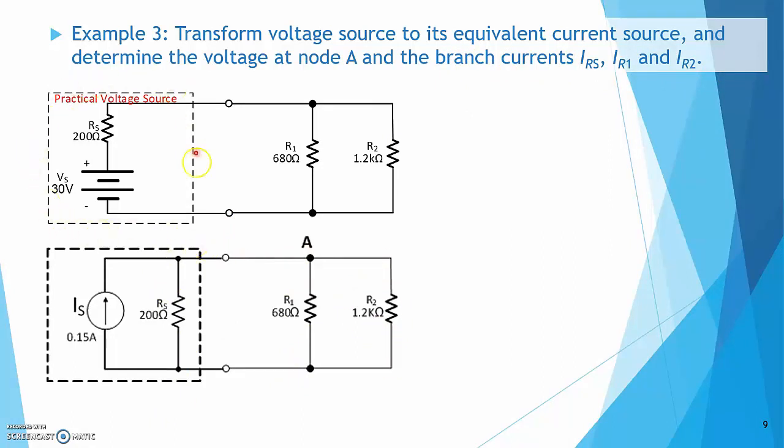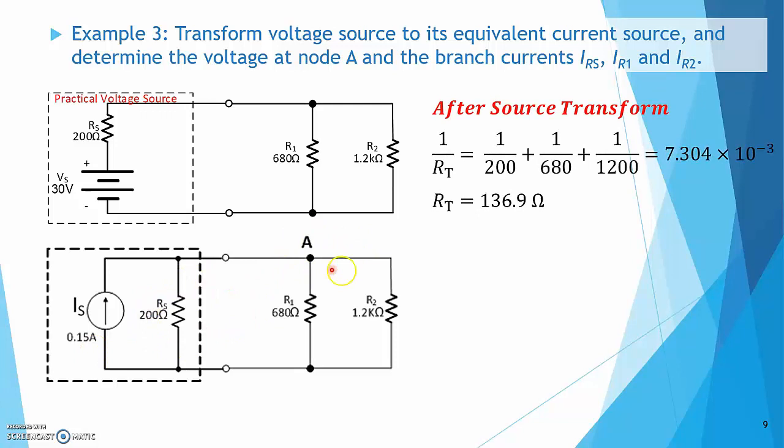To convert the practical voltage source to a practical current source, we use the same internal resistance, 200 ohms. To find this constant current Is, we use Ohm's law. 30 volts divided by 200 ohms is equal to 0.15 ampere. To find the voltage at node A, we first find the total resistance of these 3 resistors. These are the steps. To find the voltage at node A, we can apply Ohm's law, use the total current times the total resistance. Is times RT works out to be 20.54 volts.